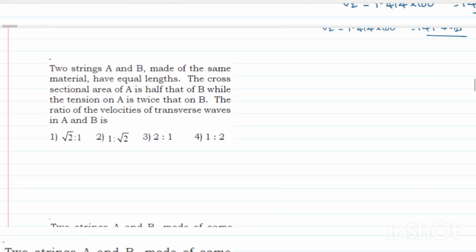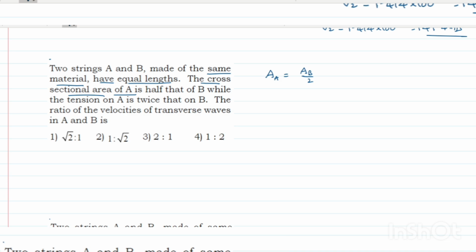Two strings A and B are given, made up of the same material, having equal lengths. The area of cross section of A is given as half that of B. That means here, area of B by 2, you can write, half that of B.